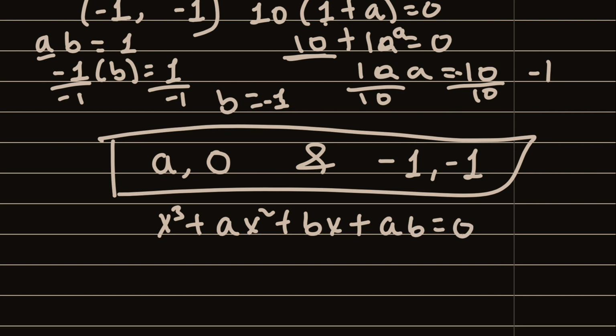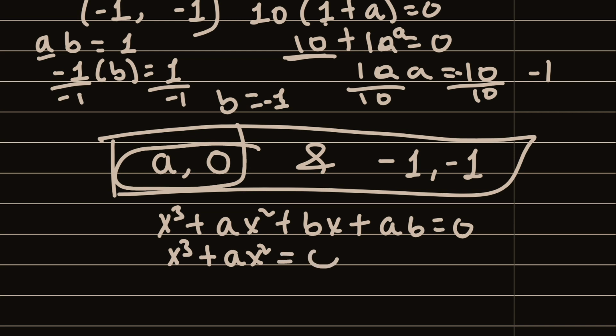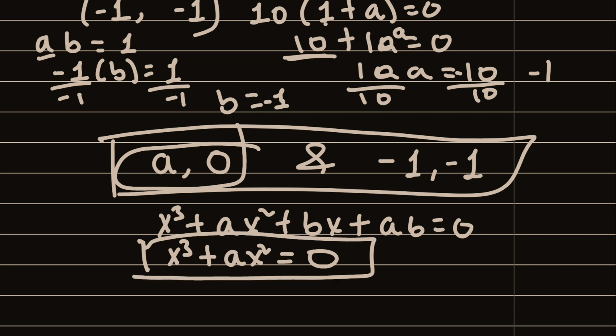So in the first case, it will be x cubed plus ax squared plus b is 0 in this case. So it will be 0 plus a times b is 0. So it will be equal to 0. This is our first case.